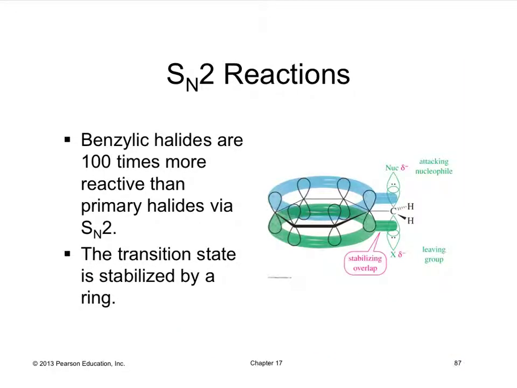SN2 reactions: benzylic halides are 100 times more reactive than primary halides via SN2. The transition state is stabilized by the ring right here, right? So this is your transition state. It's being stabilized by that overlap while the nucleophile is coming in.